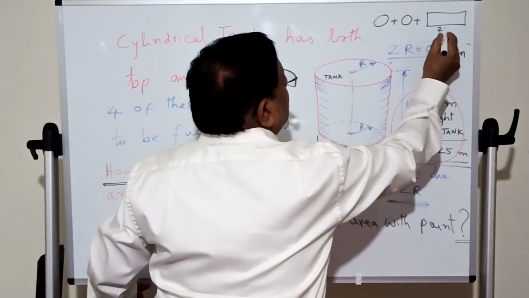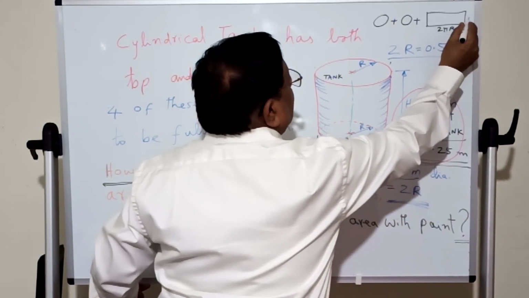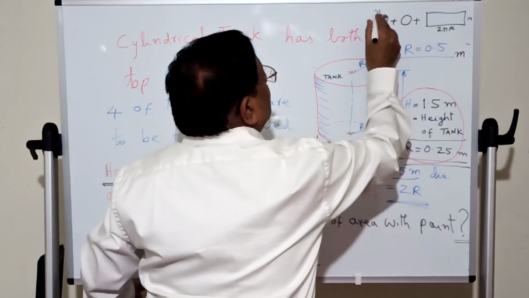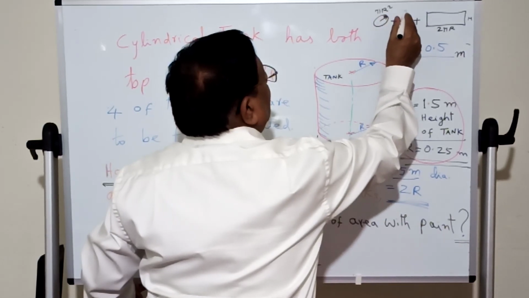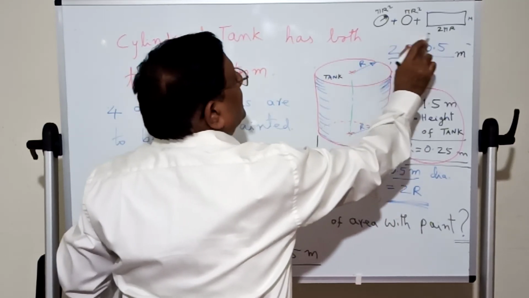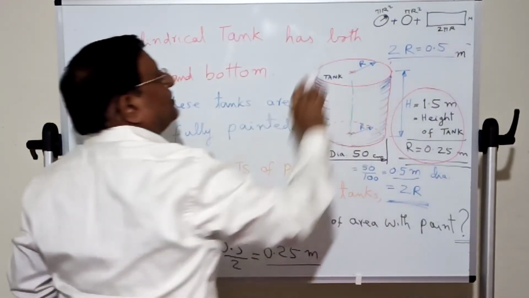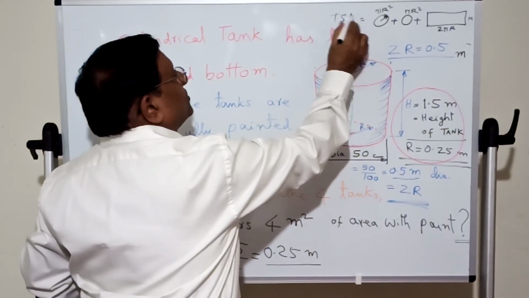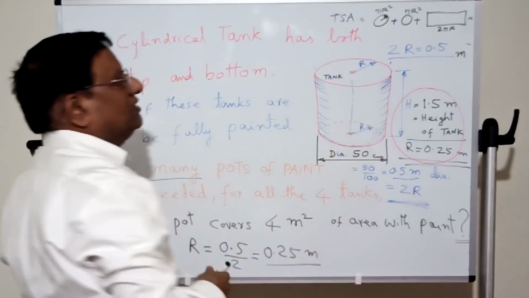One rectangle is, this is 2 pi r and this height is h. And each circle is pi r square. Pi r square plus pi r square plus 2 pi r times h. This is the total surface area. This is how you can show, instead of showing the full cylinder and all these things.